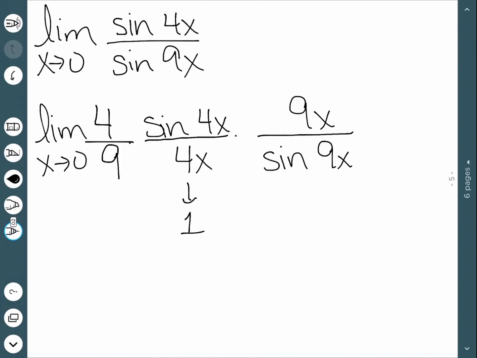This is going to tend to 1, and this one is actually 1 over 1 since the fraction is flipped. So 4 over 9 times 1 is just 4 over 9.